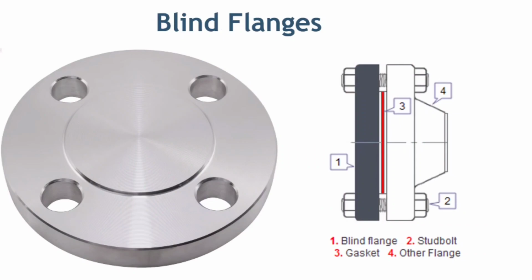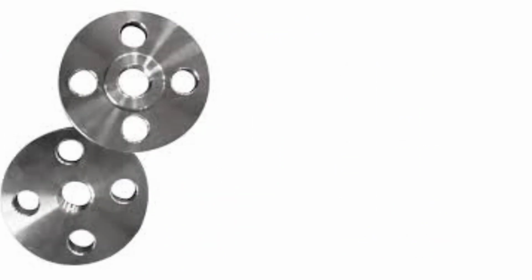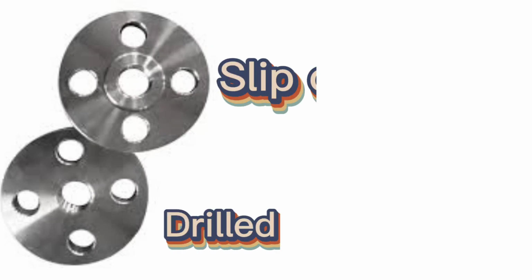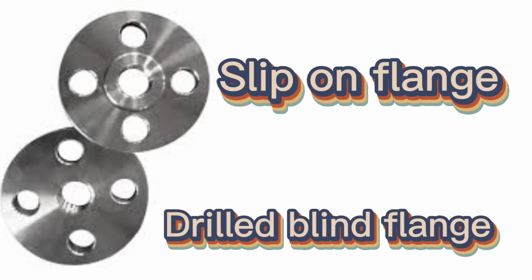The face type of the blind flange is the same as the face type of the bolted flange. Depending upon the application, a blind flange may be drilled and used as a slip-on flange, or tapped and used as a threaded flange.